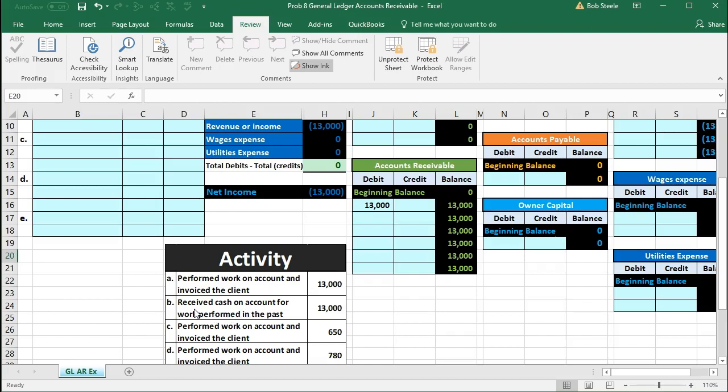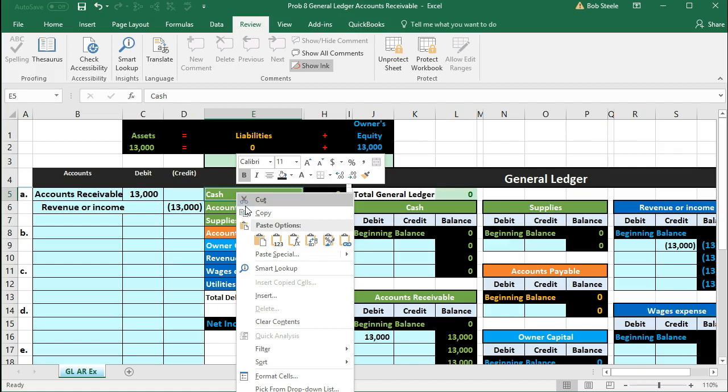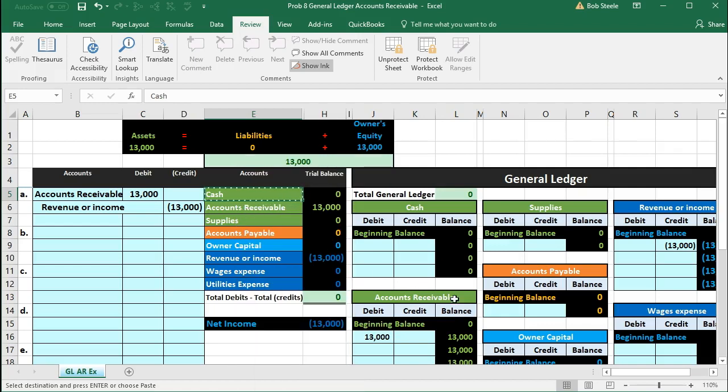So just the idea that we have received cash will tell us that cash is going up. So we're going to say cash is an asset, cash has a debit balance. We need to make it go up, so we're going to do the same thing to it as its normal balance, which is a debit. So I'm going to copy cash. I'm going to make this a bit larger too.